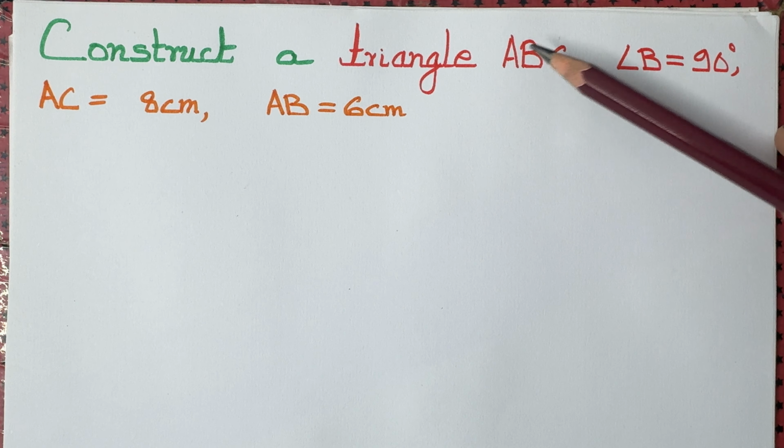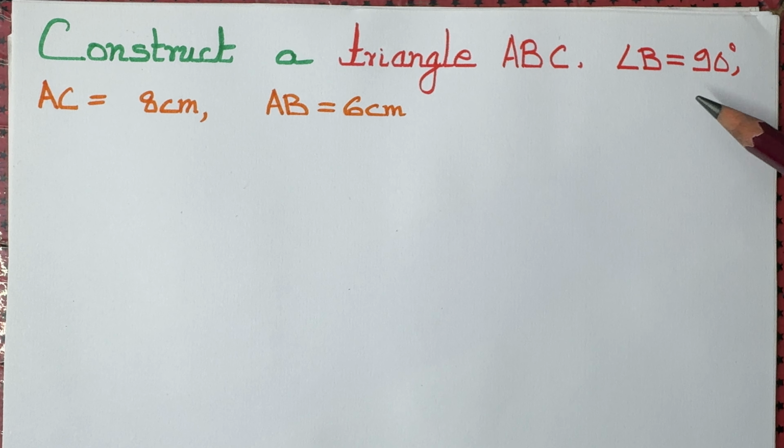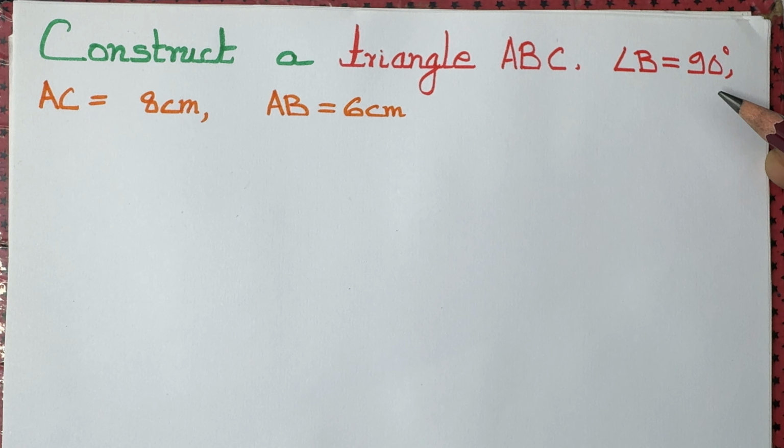Let us construct a triangle ABC in which angle B equal to 90 degree, AC equal to 8 centimeter and AB equal to 6 centimeter.